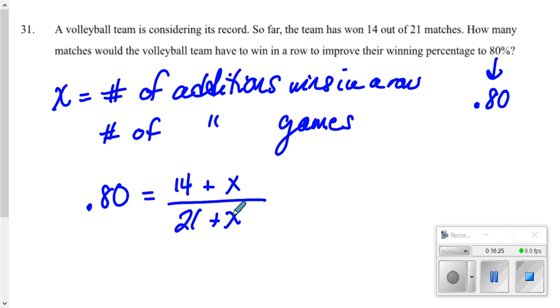Okay? So I'm going to take that one. Looks so weird. Okay, now I made it worse. Okay, so 21 plus X is what I'm going to multiply by on both sides.